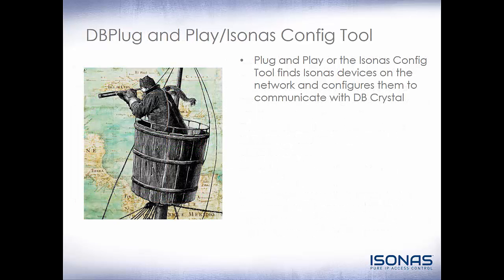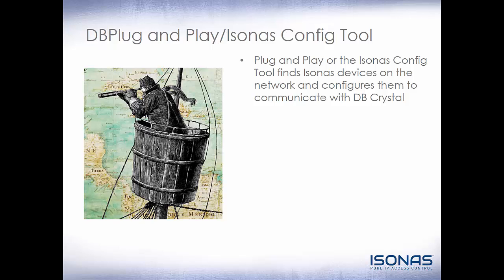Plug and Play, or the Isonas configuration tool, finds Isonas devices on the network and configures them to communicate with DB Crystal or Pure Access. The difference between Plug and Play and the Isonas configuration tool is that Plug and Play is installed along with DB Crystal and needs a connection to that actual database. You can't just run Plug and Play alone on a standalone PC. The Isonas configuration tool is a small download from our site that can find the devices and configure them to communicate with DB Crystal or Pure Access.